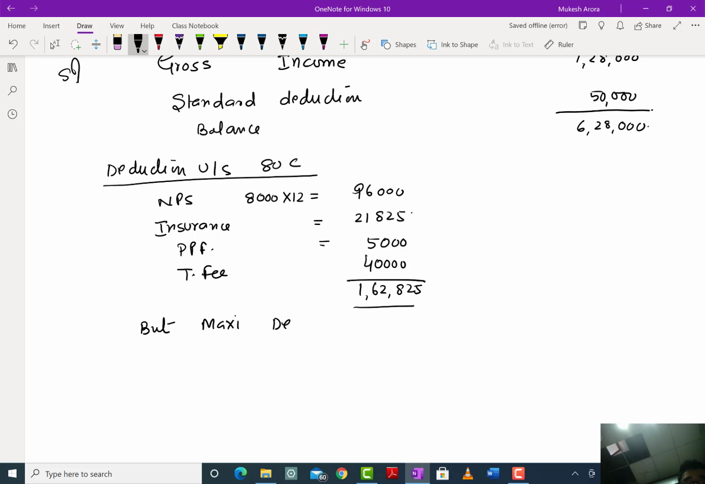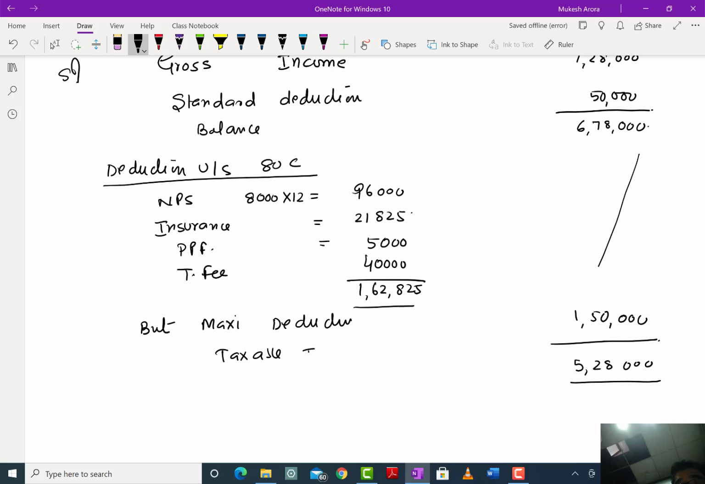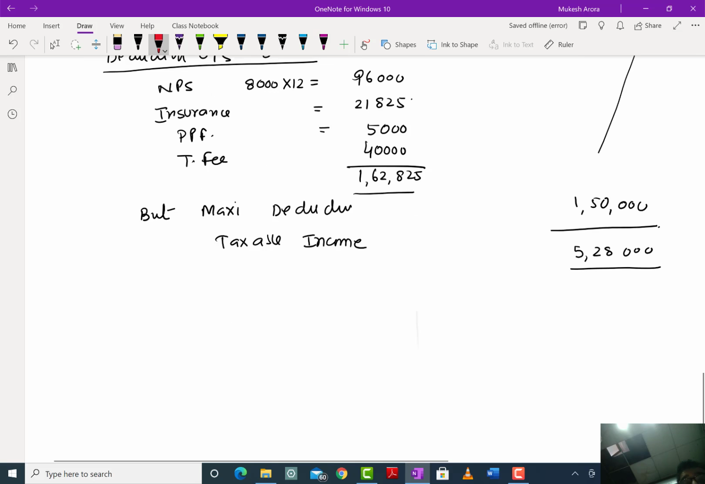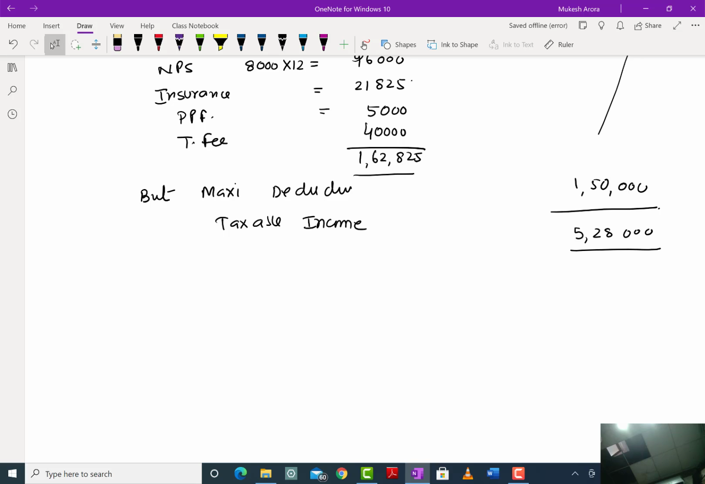But the maximum deduction allowed is 1,50,000. So after deducting, it is 5,28,000. That is his taxable income. Now we will go to the table. In the table it is given that for taxable income, income tax up to 5 lakh is 12,500, plus 20% of whatever is above.